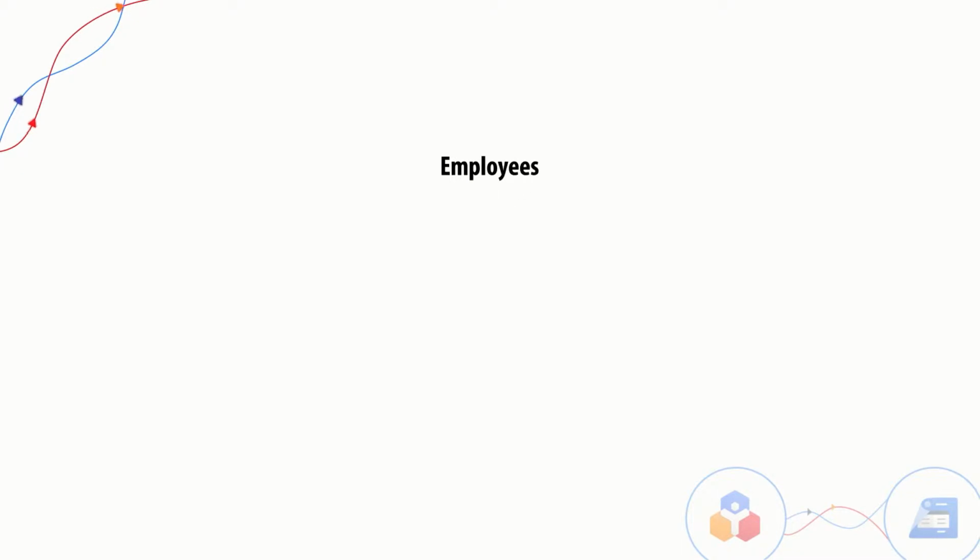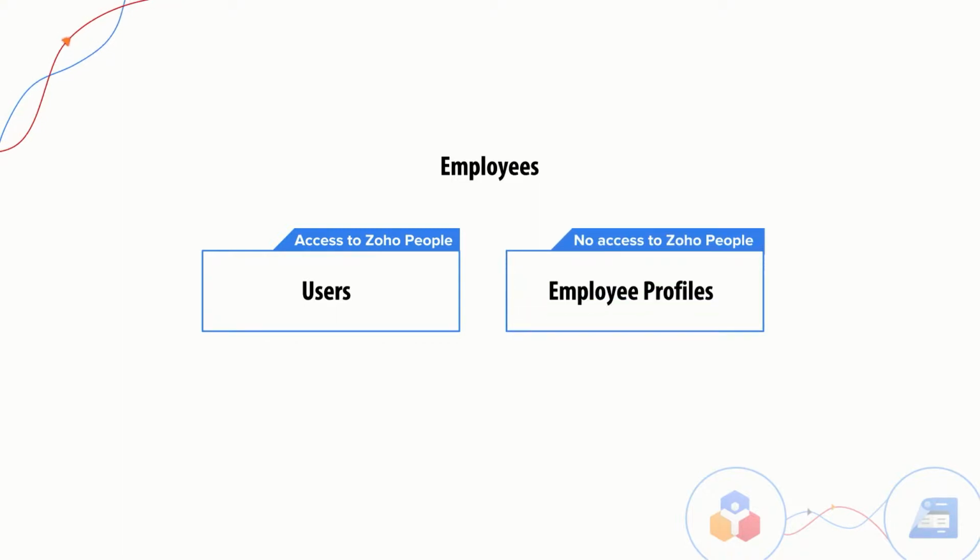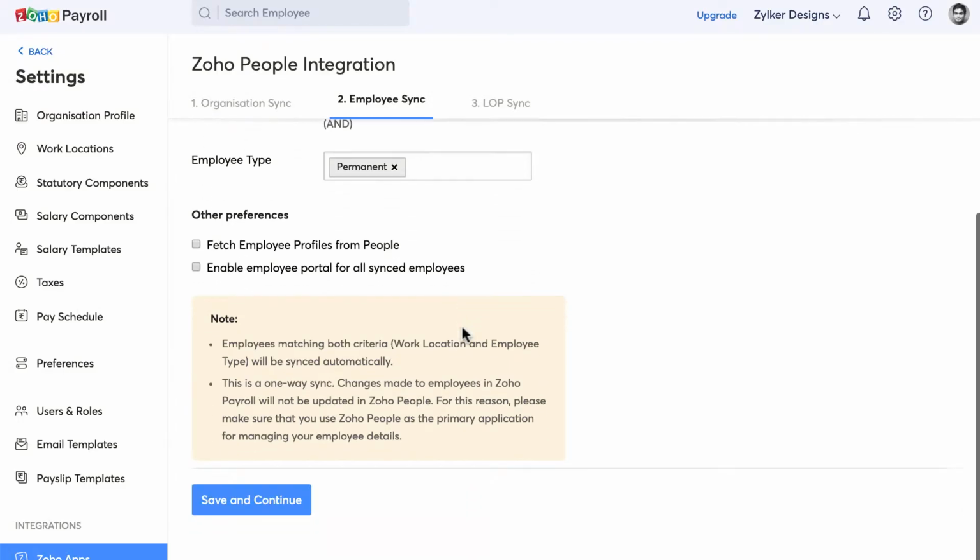Please know that in the Zoho People application, employees who can access the Zoho People app are called users, and employees who don't have access to the application are called employee profiles. To give an example, you will have to add an HR as a user in Zoho People, whereas the office maintenance staff under employee profile. So, to pull in the employee profile information over to Zoho Payroll, you will have to check this box.